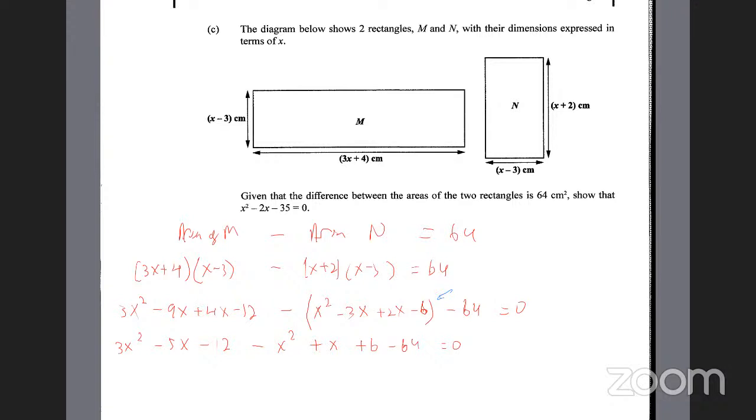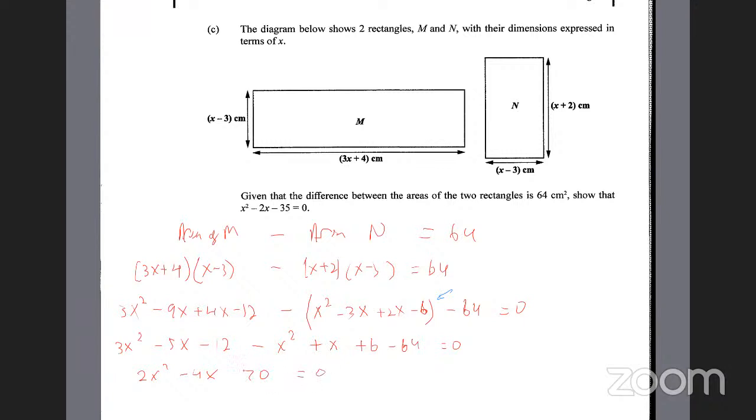So now we can bring the x squareds together. I'm just going to work out that 3x squared minus x squared, that's 2x squared, minus 5x plus x is minus 4x, minus 12 plus 6 is minus 6, minus 6 minus 64 is minus 70.